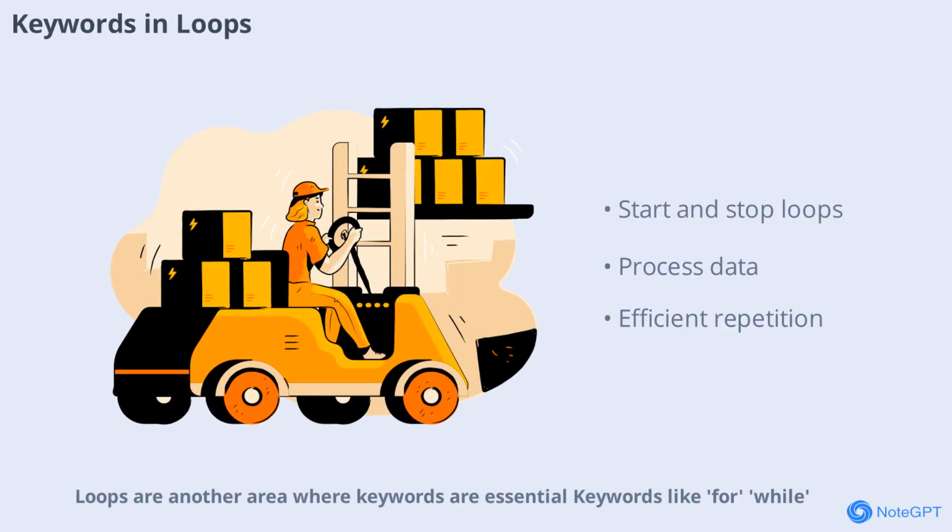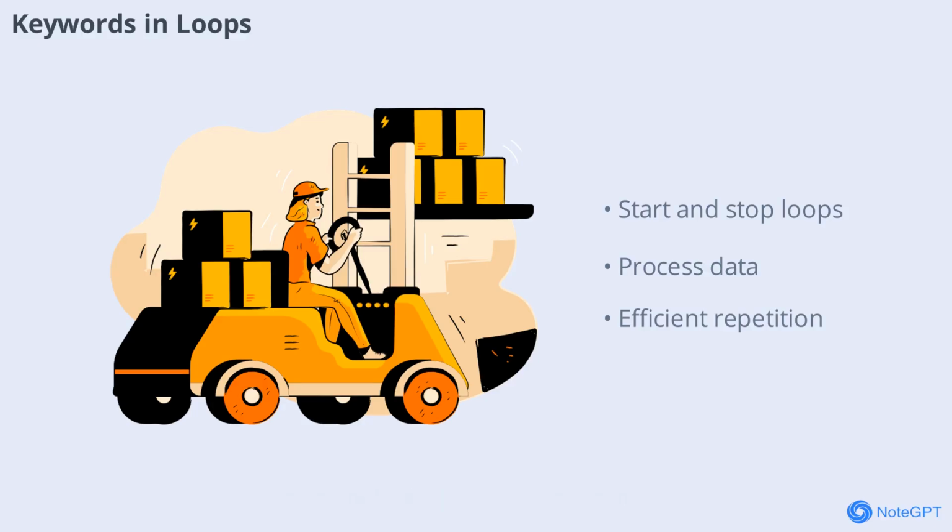Loops are another area where keywords are essential. Keywords like for, while, and break define how loops start, continue, or stop. These keywords allow you to repeat actions, process data, and control the execution of your program efficiently. Understanding loop keywords is fundamental for handling repetitive tasks in code.